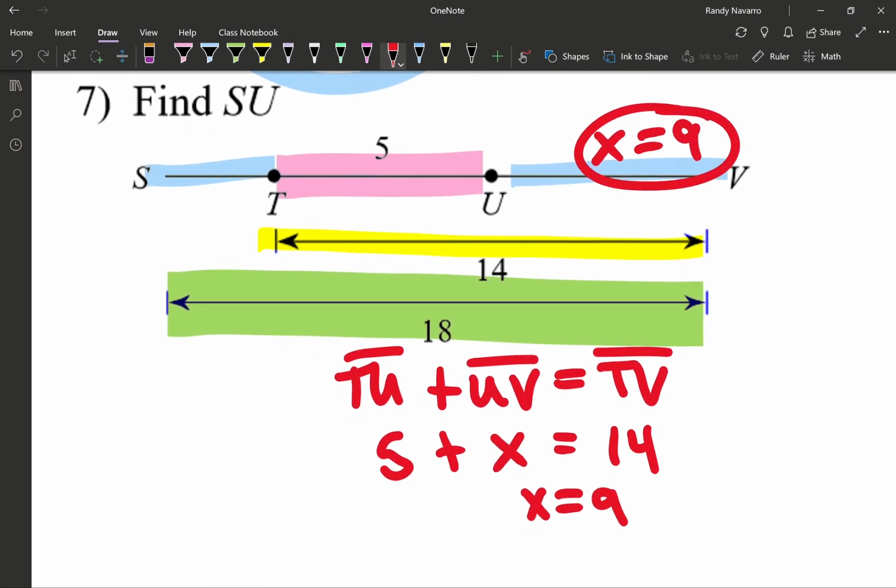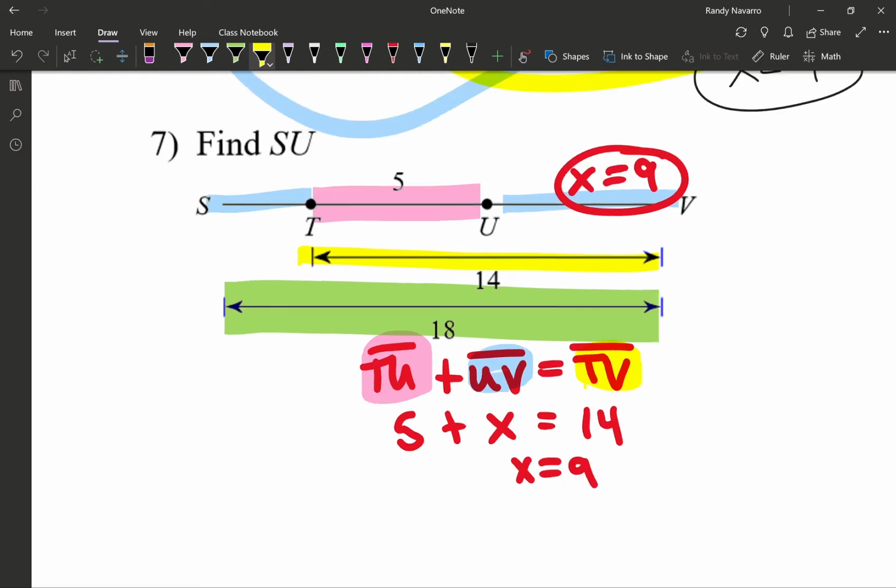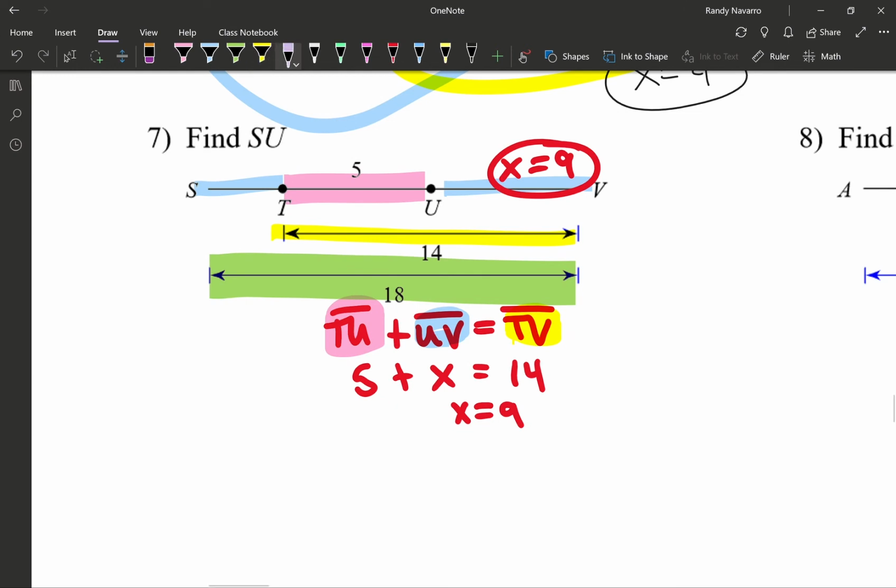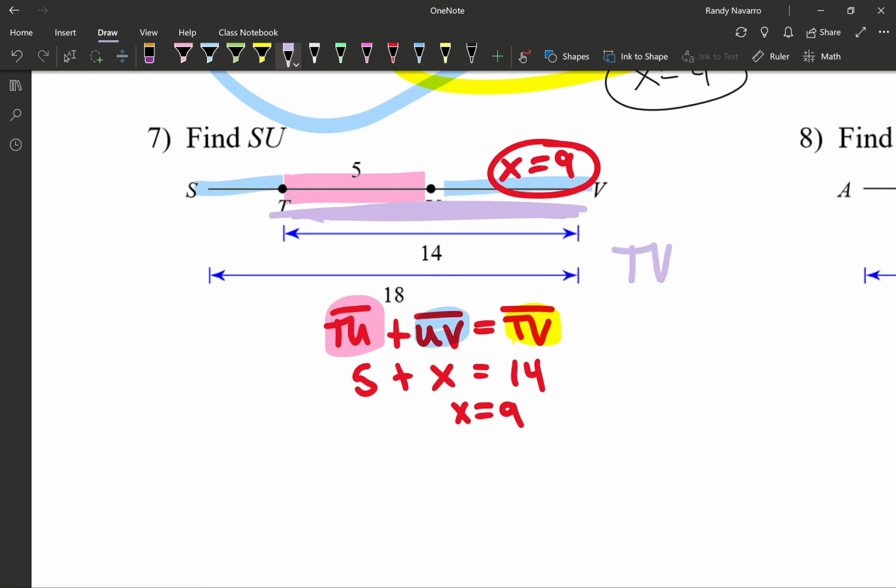So 5 plus 9 equals 14. Part plus part equals whole. That was 9. And what I could notice is that this right here, let me just erase a little bit of this, this right here, TV, is just 14. So line segment TV is 14.